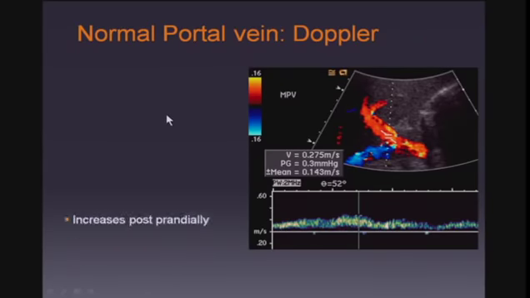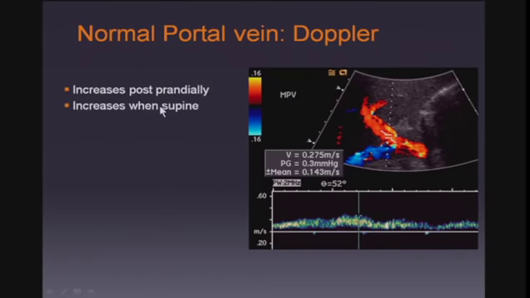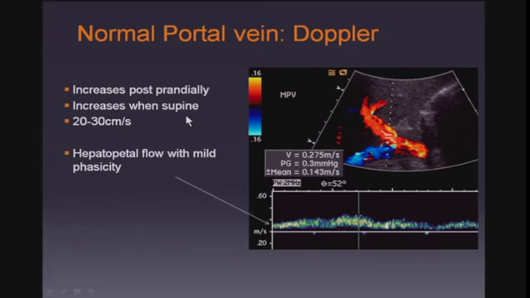The normal Doppler of the portal vein increases postprandially, increases when supine, and has a velocity of between 20 to 30 centimeters per second. Flow is hepatopetal with mild phasicity. So in this Doppler image, the cursor has been placed over the main portal vein, and you have a velocity of 0.27 meters per second or 27 centimeters per second.